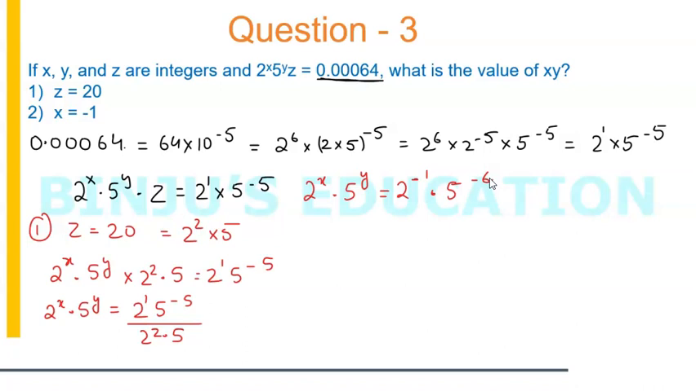Now if x and y are integers, then the only possible solution that we can have is x equal to negative 1 and y equal to negative 6. Because if the left hand side is equal to the right hand side, in that case the powers have to be equal. So in that case we'll get x is equal to negative 1 and y is equal to negative 6. So do we have a specific value of x and y?